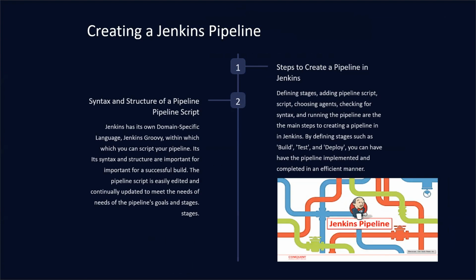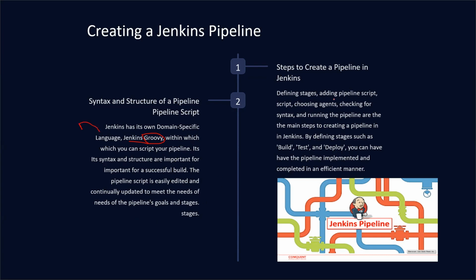Creating a Jenkins pipeline. The syntax and structure of a pipeline script: Jenkins has its own domain specific language like Groovy. Jenkins uses Groovy scripting with which you can script your pipeline. Its syntax and structure are important. The pipeline script is easily edited and can be updated to meet the needs of the pipeline goals and stages. You can delete or create the pipeline any number of times.